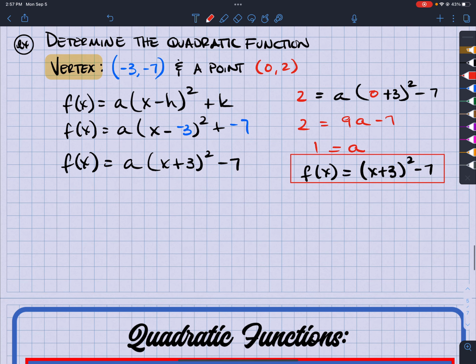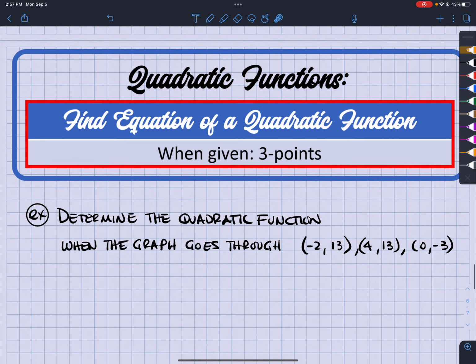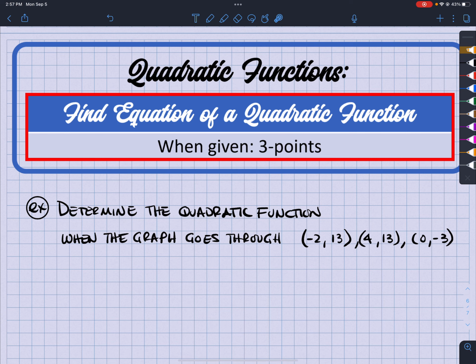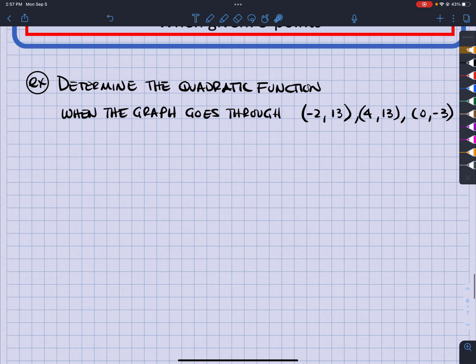All right, so let's go on to the next thing here. So, again, key point, vertex. That's why vertex form. Okay? What if we're given 3 points and we got to find the equation? All right? Now, if you notice right here, it says nothing about vertex whatsoever. We can't assume any of these are vertex.